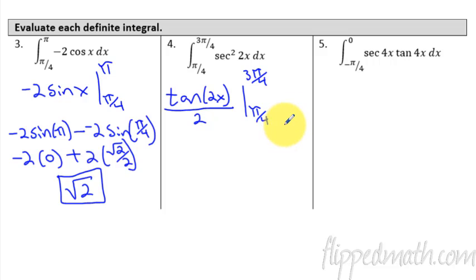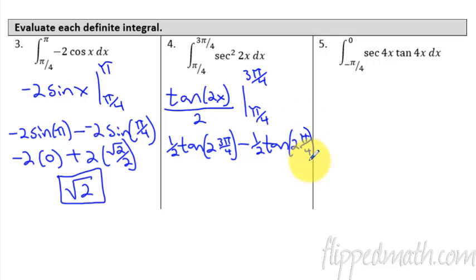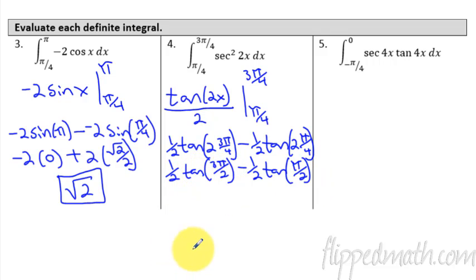All right, so I'm going to speed this up a little bit. So I have the 1/2 here in front, and then tangent of 2 times 3 pi over 4 minus the 1/2 tangent of 2 times pi over 4. And then this is 1/2 tangent of 3 pi over 2 minus 1/2 tangent of pi over 2. And then what? Tangent of 3 pi over 2, I always have to think unit circle here. 3 pi over 2 is down here. It's always the y divided by the x.